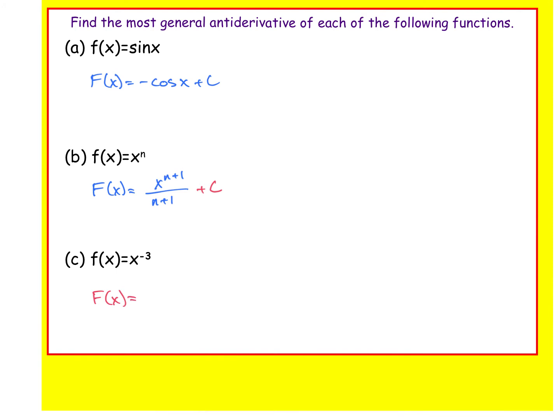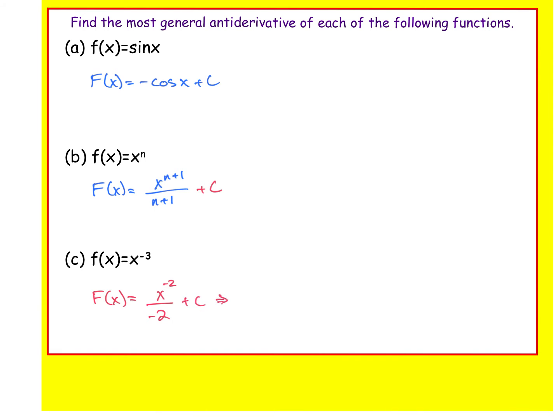I need to add 1 to it, so now I have x to the what? -2. -2. Now I divide by what? -2. Now, this is kind of sloppy right here. All right, so we need to kind of make it look a little prettier. And so, we'd end up doing what?